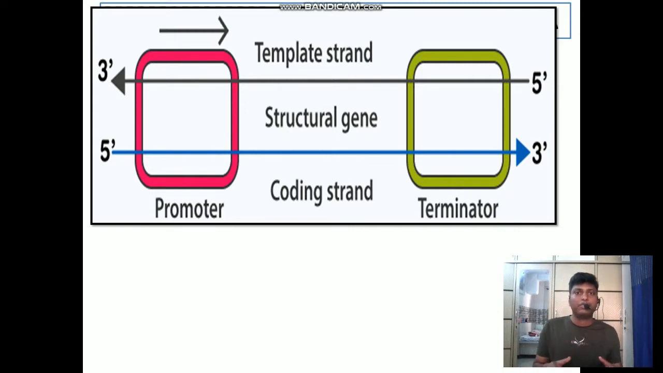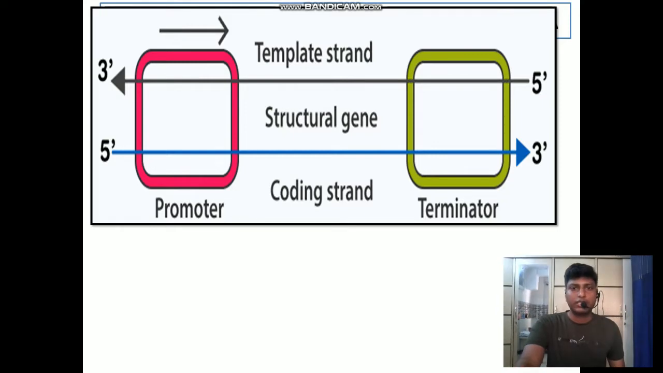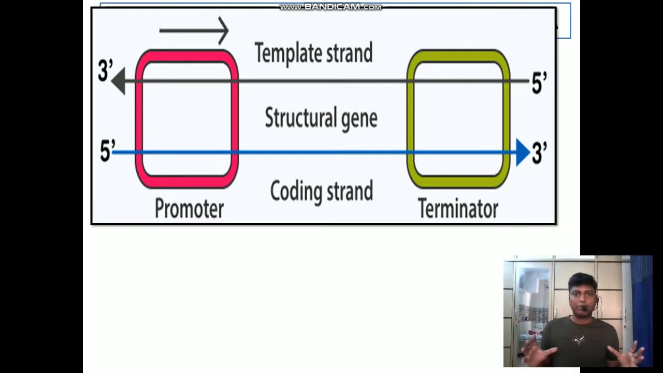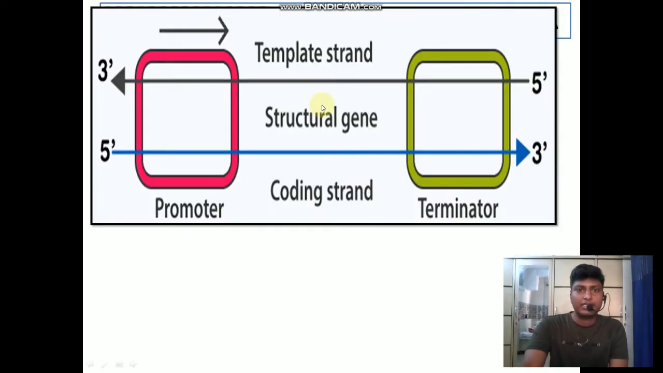So dear students, you have to remember there are three main units of transcription. One is a promoter which is present in the beginning. The second is the structural gene and the third one is the terminator, right? So this entire segment of DNA which consists of a promoter, a structural gene and the terminator is basically known as the transcription unit. Now what exactly is the template strand, what is the coding strand, I will explain in the coming slides.